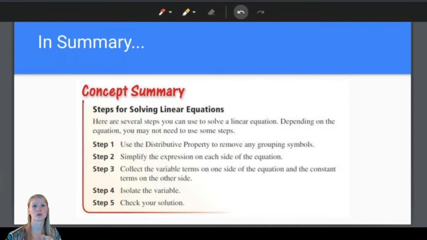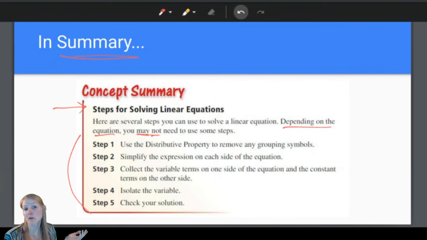And now we've learned about when we have variables on both sides of the equation. So we will summarize what we have learned so far by saying, here are the steps for solving linear equations. So, here are several steps you can use to solve a linear equation. Depending on the equation, you may not need to use some steps. So these are the steps for like the most complicated linear equation.